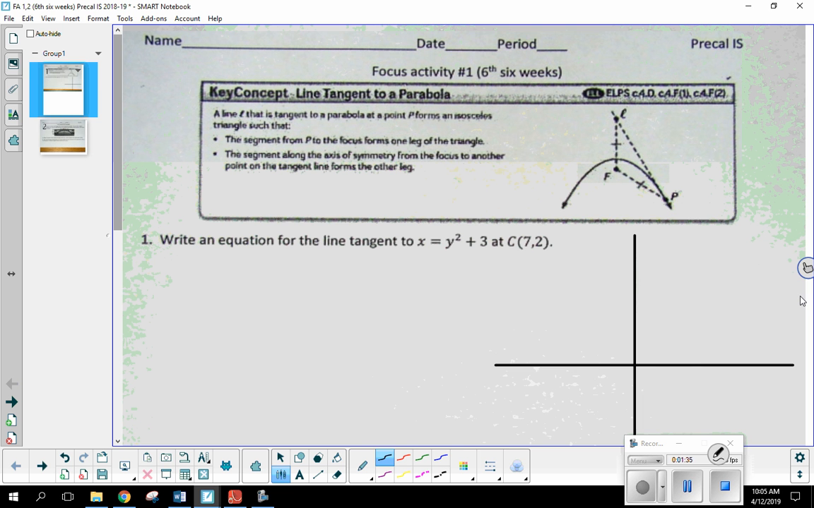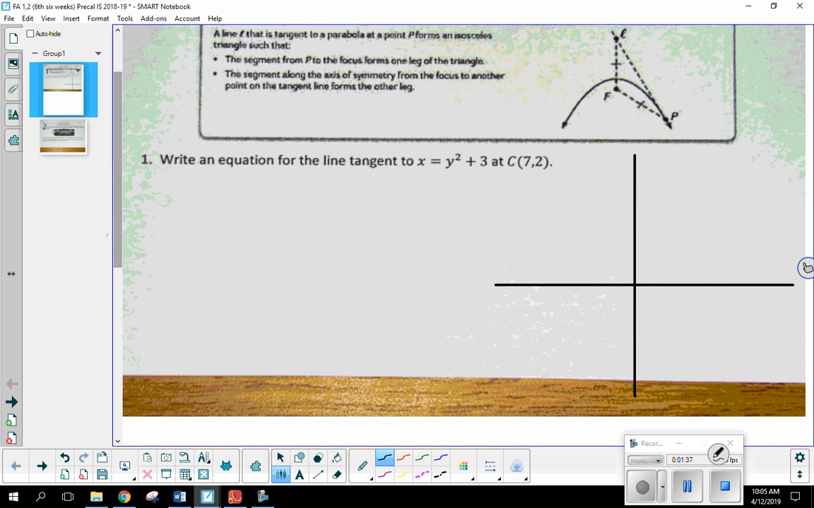So let's see what this means. Write an equation for the line tangent to x equals y squared plus 3 at the point we're calling C, (7, 2). All right, so there's one thing I need to do. That equation is almost in our standard form. There's just one thing I need to move. What term would I need to move? The 3. I'd want to subtract the 3 over.